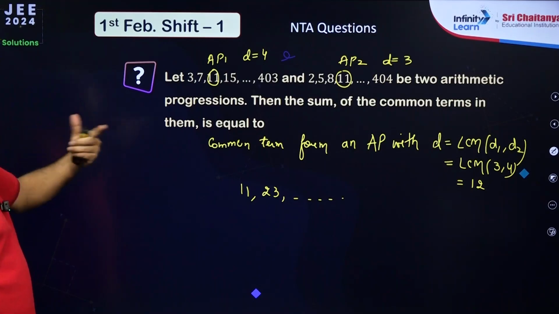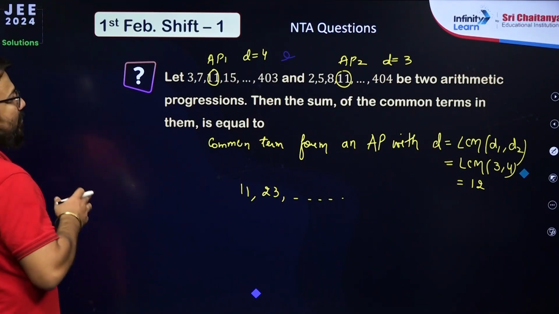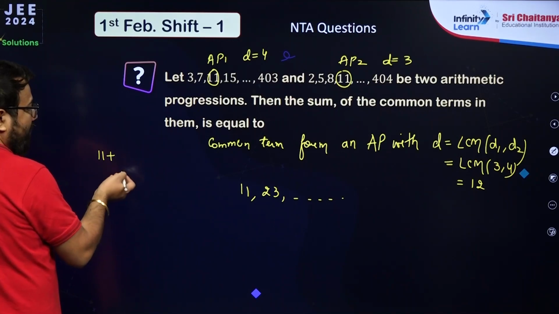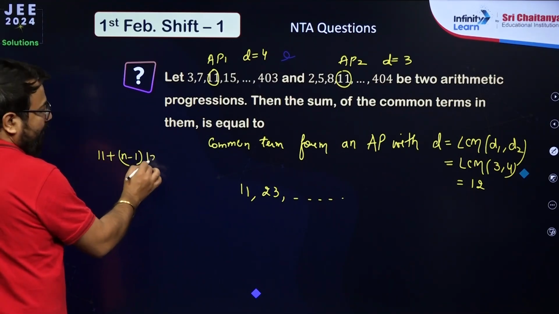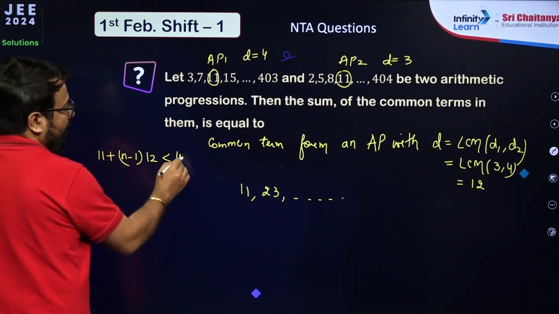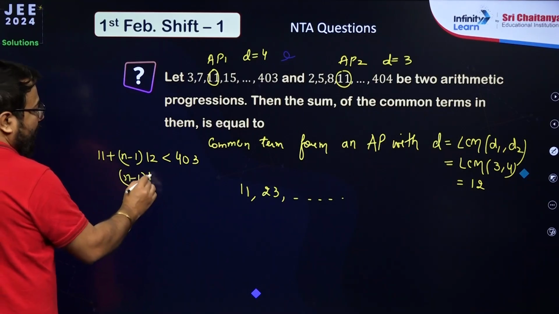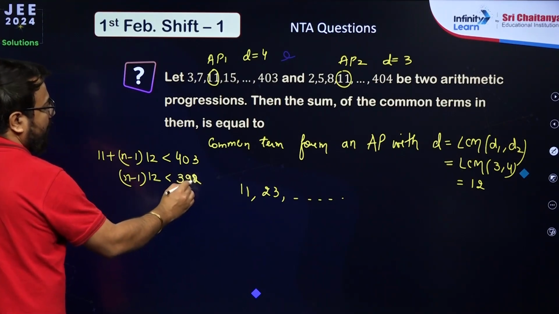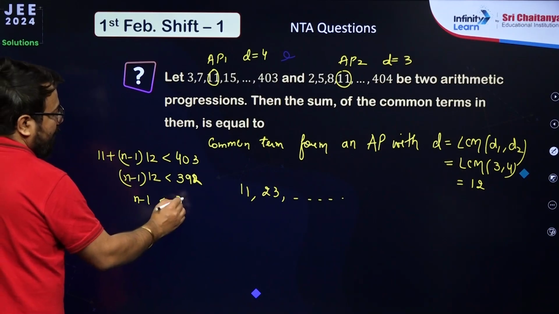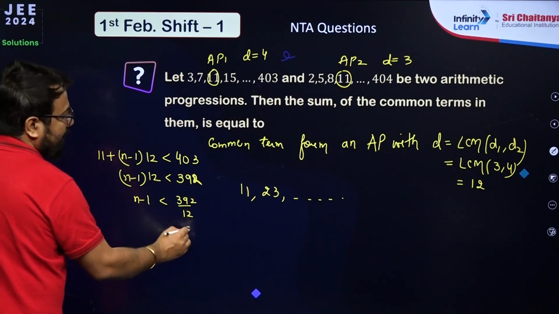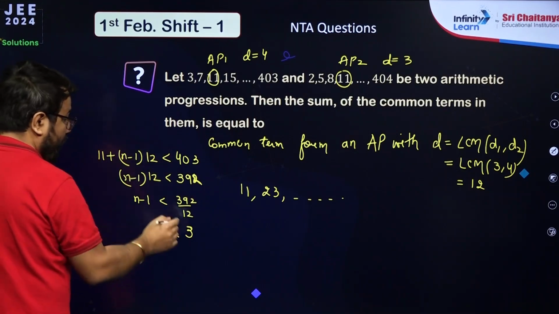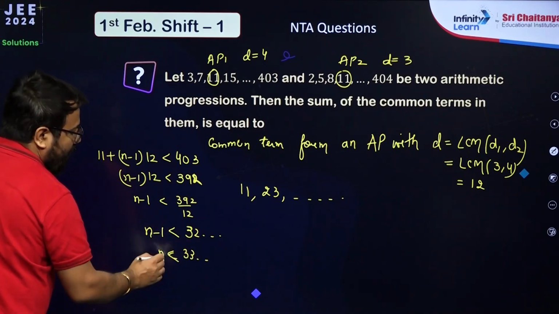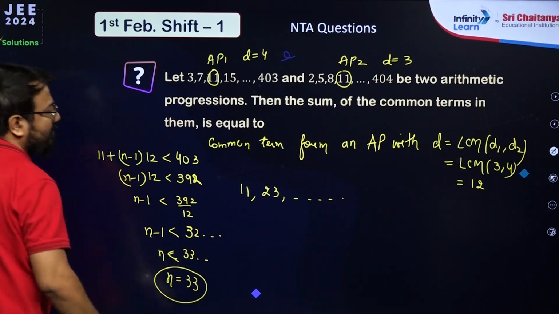So how many terms should be common? Let me first of all calculate that. So how many terms can be common? I can see that a plus n minus 1 into d, which is basically 11 plus (n minus 1) into 12, should be less than 403. So from here n minus 1 into 12 should be less than 392. Okay. Now n minus 1 should be less than 392 over 12. So this is basically 3 and here it is 32. So 32 point something. That means n should be less than 33 point something. Okay, so n value should be 33. That means the number of common terms should be 33.